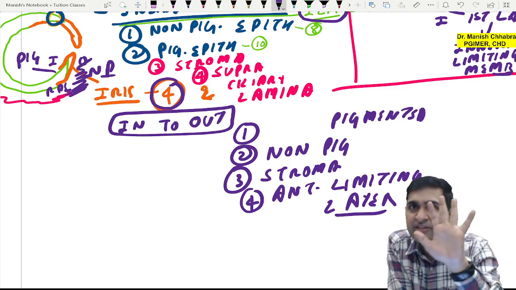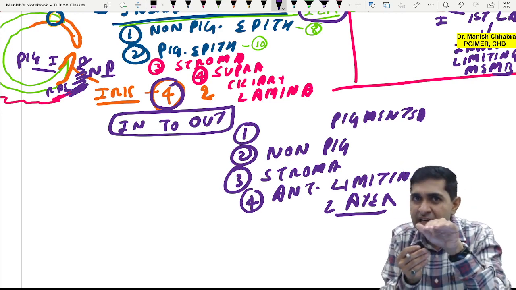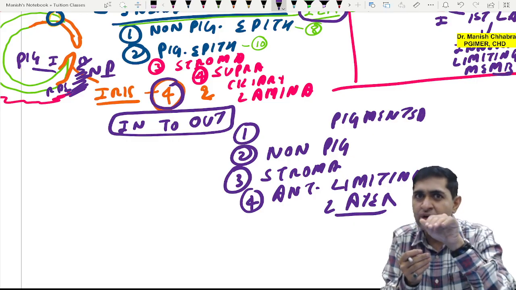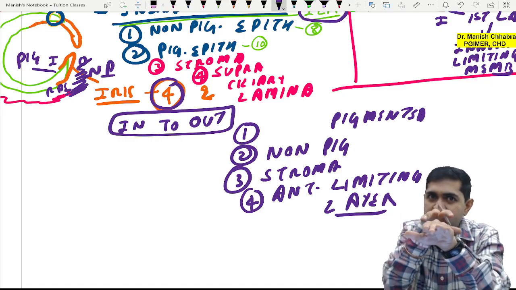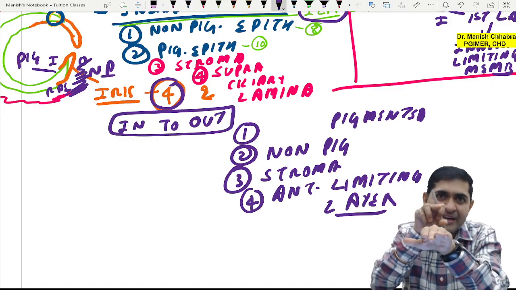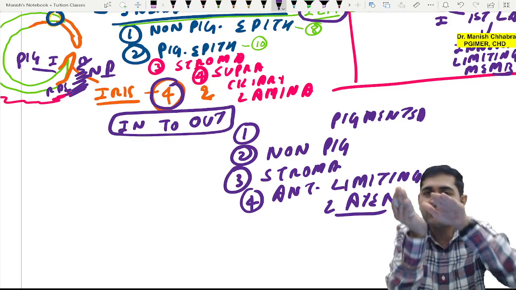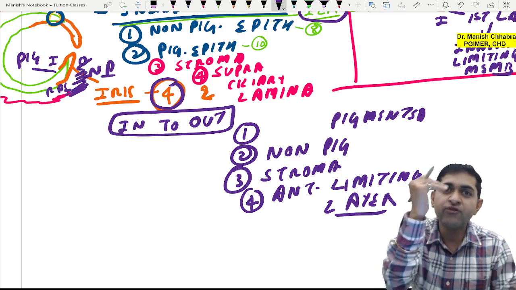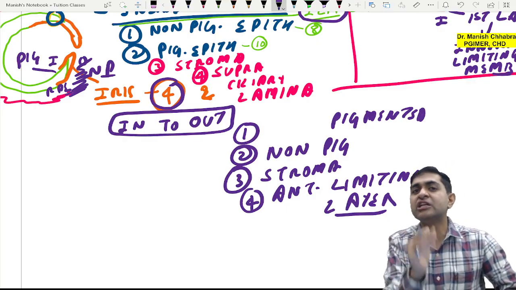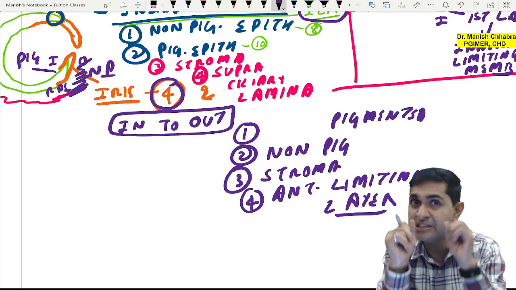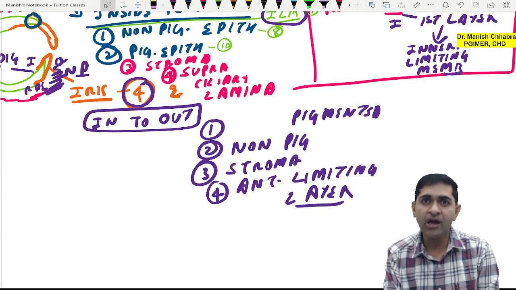So we have done 5 layers of the ciliary body. Let's revise. Inner is the internal limiting membrane, which is the continuation of the inner layer of the retina. Then we have the neurosensory layer, which is the collection of 8 layers. Then we have the pigment epithelium. So we have 3 layers of the ciliary body. 4th is derived from mesenchyme, which is stroma, and 5th is the supraciliary lamina, that is also derived from the mesenchyme. Okay, now talking of the iris.